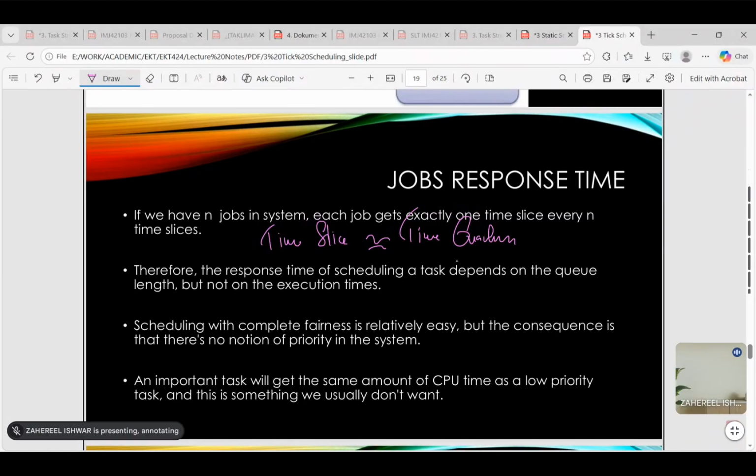Meaning the OS fixes an amount of time that the jobs will get every time they get the CPU. For example, 4 seconds maximum. So if any of the jobs needs more than 4 seconds, then it will be forced to go back into the ready queue and wait for the next turn to finish up whatever it has not finished in the first iteration. All right.